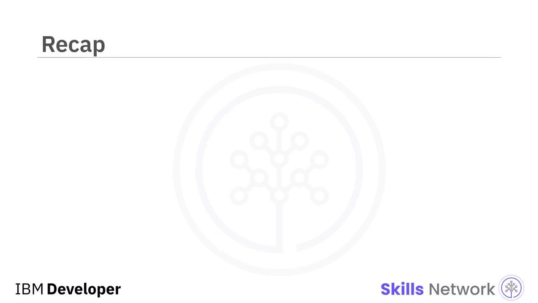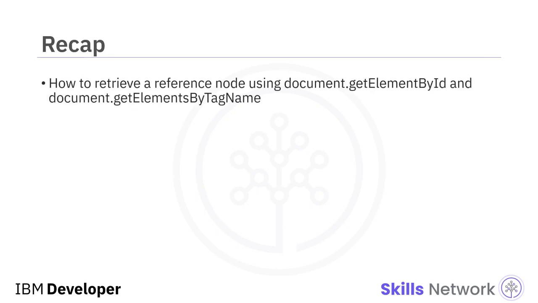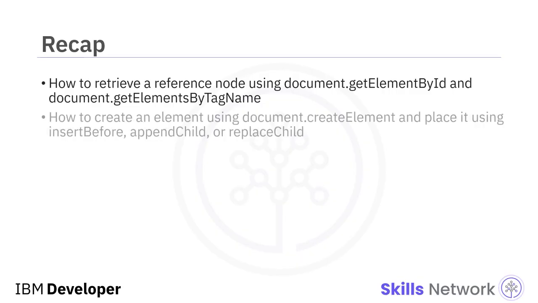In this video, you learned you can retrieve a reference to a node using document.getElementById, which returns one specific element based on the ID attribute. Document.getElementsByTagName retrieves elements with the specified tag. You can create an element using document.createElement and place it using insertBefore, appendChild, or replaceChild.